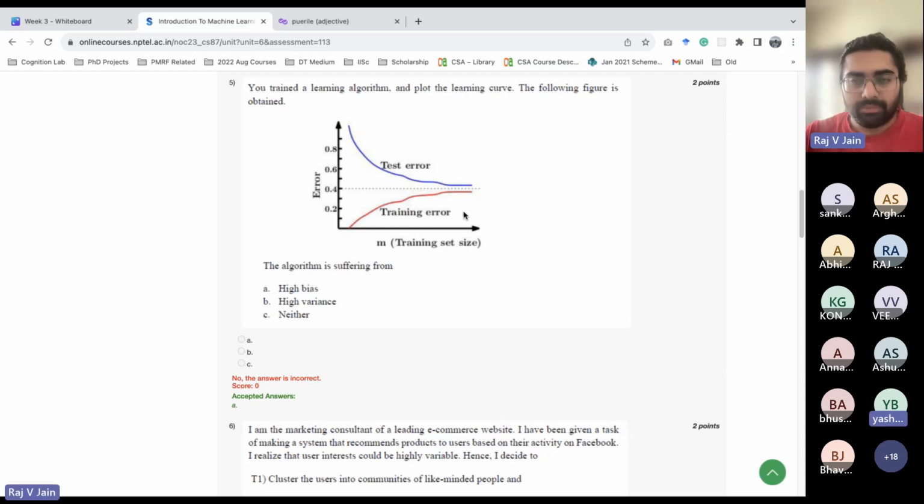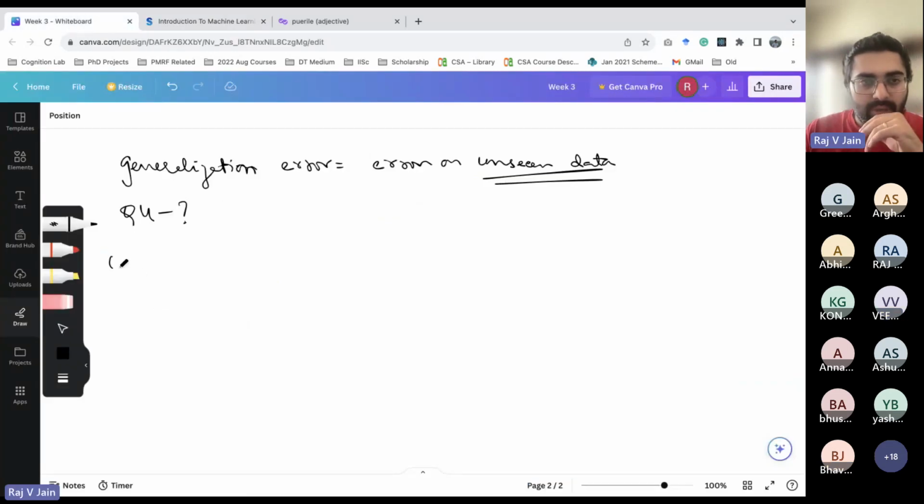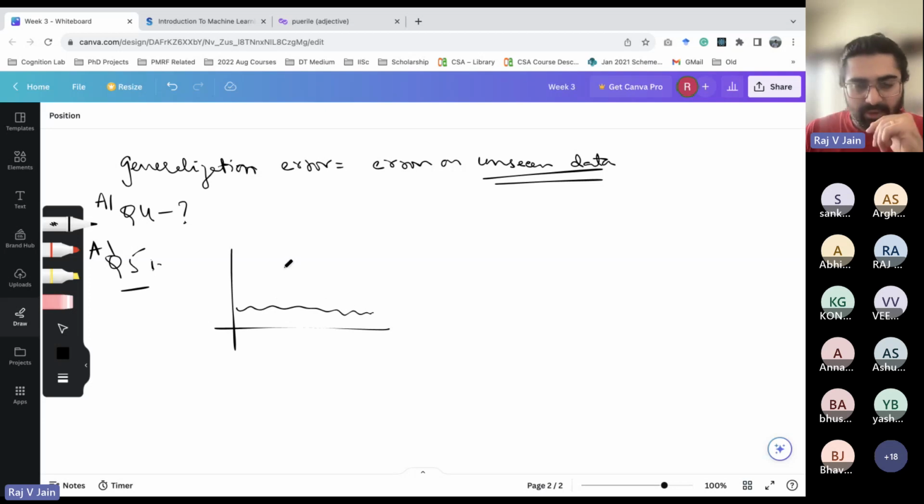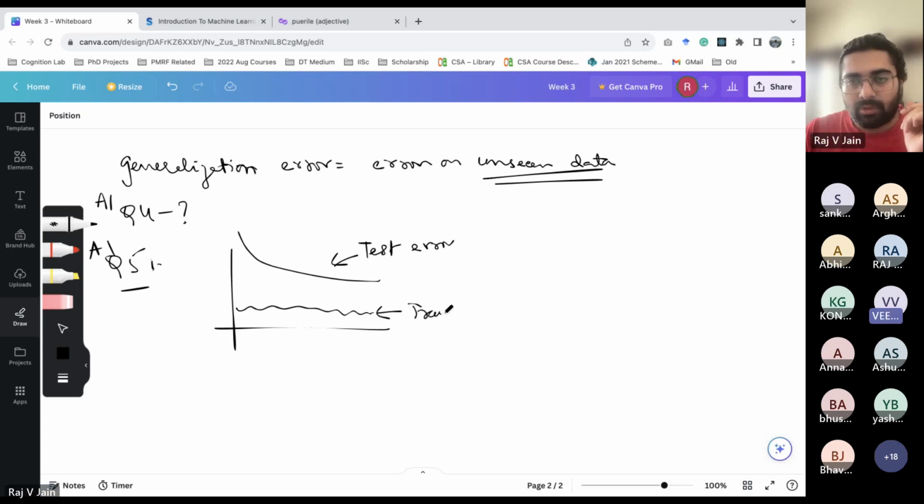Sir, can you repeat whatever you said just now? I would expect something like this. Your training error will sort of remain the same or might decrease for a while, but the test error will surely decrease. The x-axis here is the training set size. Any model should behave like this when it learns, hopefully, yes.